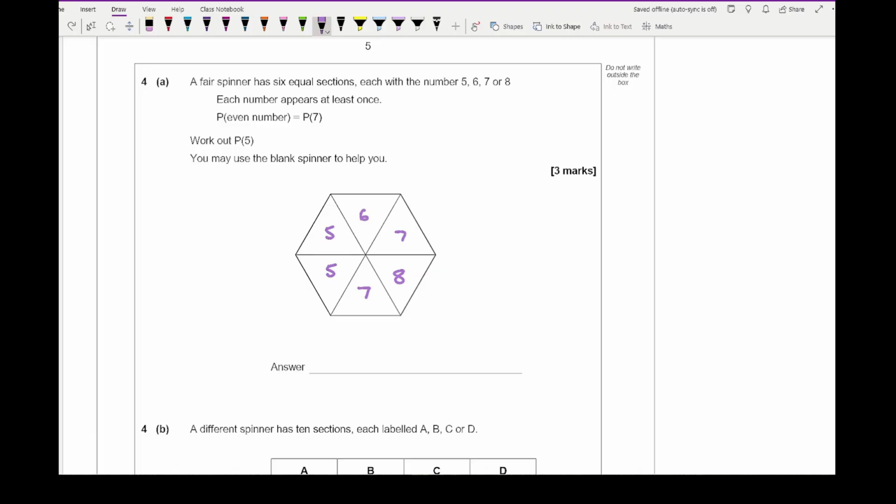Then looking at the spinner I've done, you don't have to have the numbers in that particular order. To be fair, you don't even need to complete the spinner. It just says you may use the blank spinner to help you. But here what we've got is 2 sections out of 6, which simplifies to be a third.